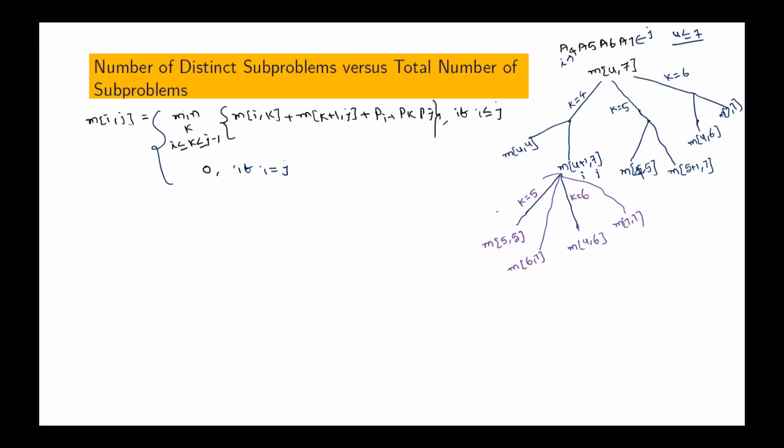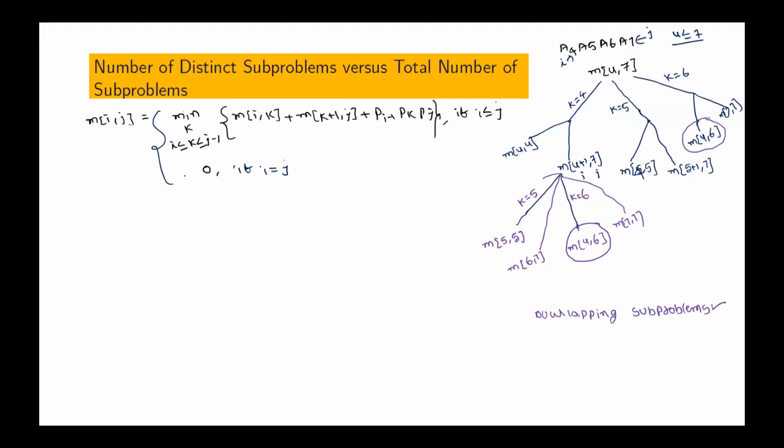If we expand further, we can see more. Now, if you look at this and this, is there any repetition? M[4,6], M[4,6]. So there is a repetition. From this, it is clear that if we expand further, we can see more repetitions. So overlapping subproblems are present.